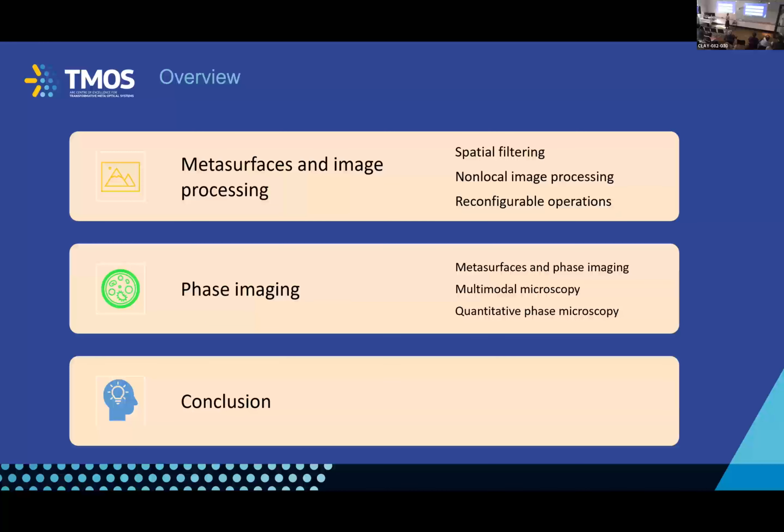I'll then hone in on the specific approach that we're exploring and also look at how we can develop optical systems with an easily modifiable optical response. And I'll then move on to the second part of my talk, which is where we are applying these methods to various aspects of phase imaging.